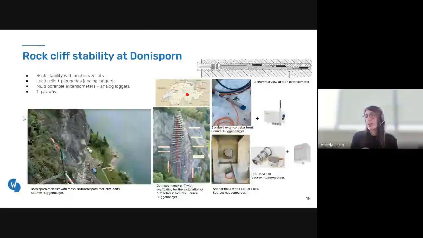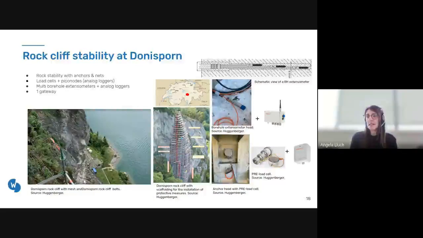This is another use case based, in this case, in Switzerland. Here, the main concern was the stabilization and monitoring of this 120-meter high rock cliff. We cannot see it in this first picture on the left-hand side, but down there at the bottom of this cliff, there is a road and also a railway line. So the main concern was to protect this area against potential rockfalls.